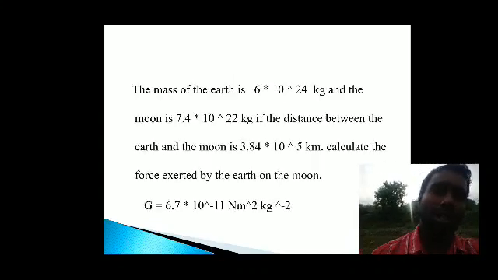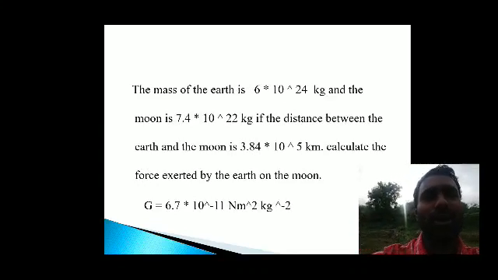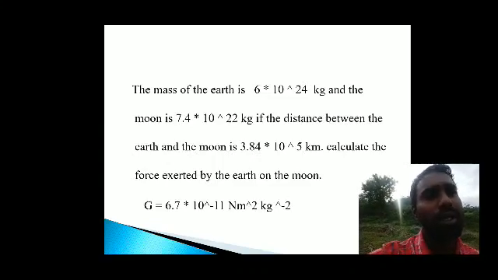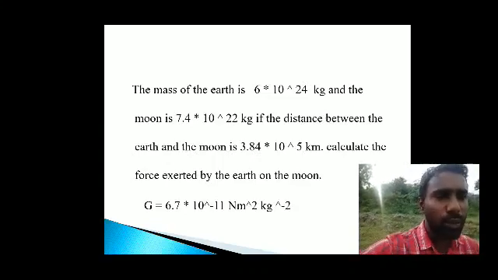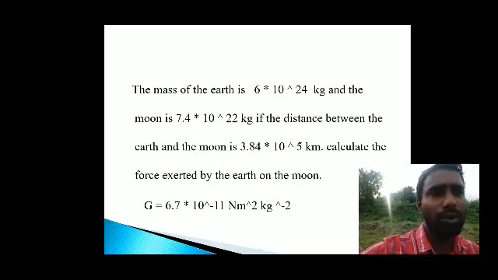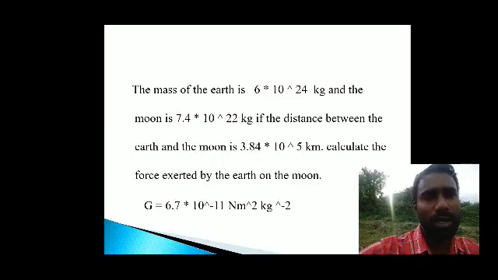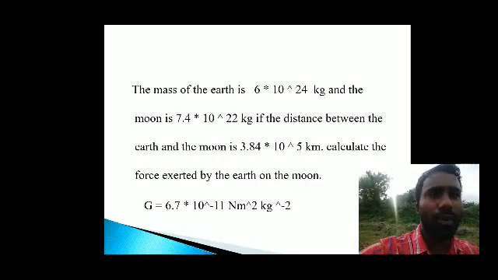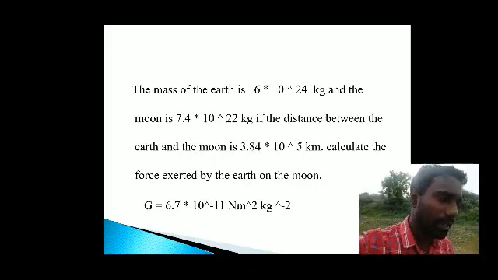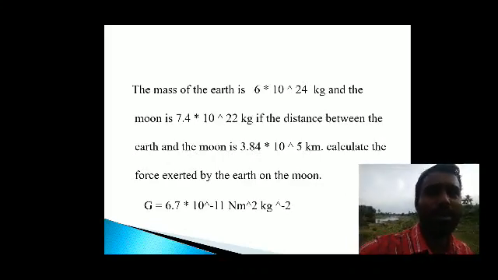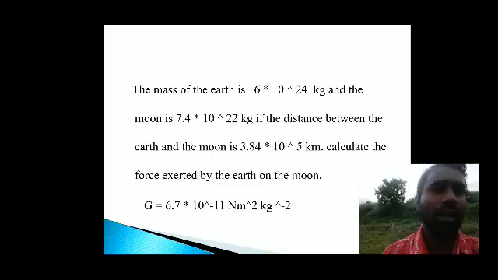We will see one problem based on this. The mass of the earth is 6 into 10 to the power 24 kilogram. Mass means M. You have to note which letter stands for which quantity. The mass of the moon, you can take any other letter. Here I have taken capital M for earth, small m for moon. Otherwise you can use subscripts, M e and M m, whatever. It's your decision.